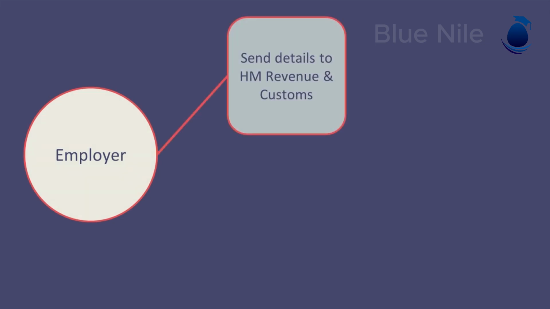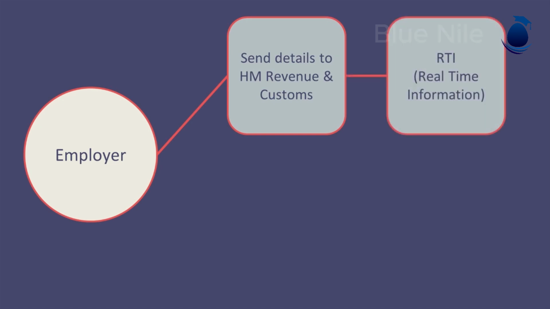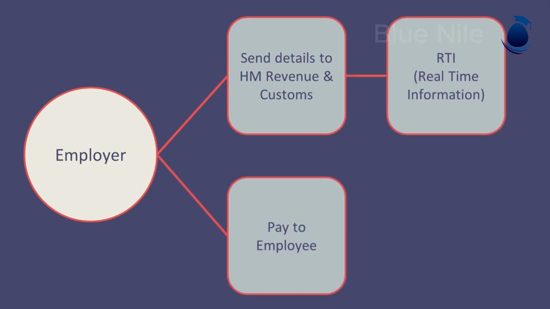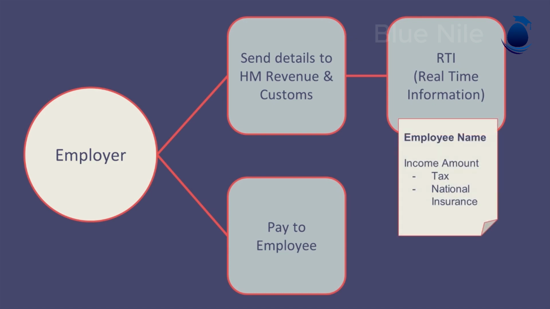HMRC requires employers to use a system called real-time information to send details to them every time an employee is paid, whether this be weekly, fortnightly, monthly, or any other regularity. The report is made electronically and keeps HMRC informed as to who's been paid what, along with the deductions the employer has made for tax and national insurance.